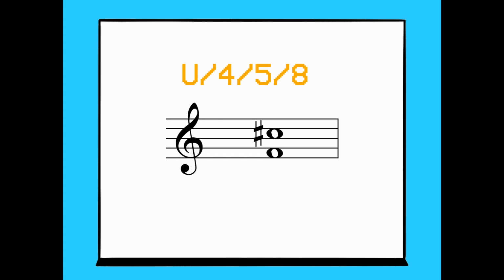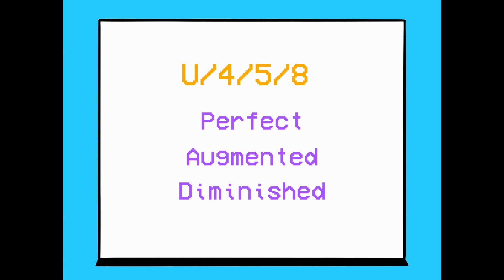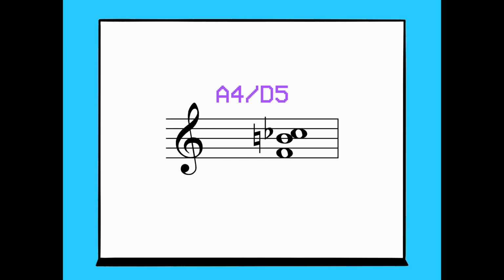If the upper note is higher than it would be in the key, it is augmented. If it's lower, it's diminished. Of these possibilities, the augmented fourth and diminished fifth are seen with the most frequency. They occupy the same pitch space and have a specific name, the tritone.